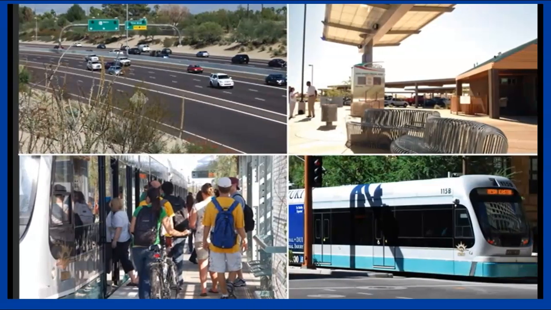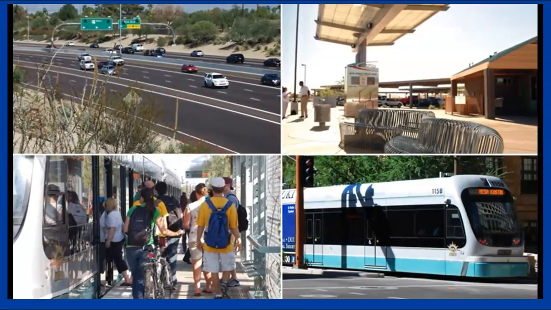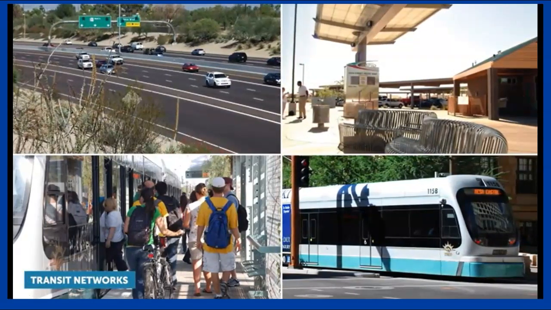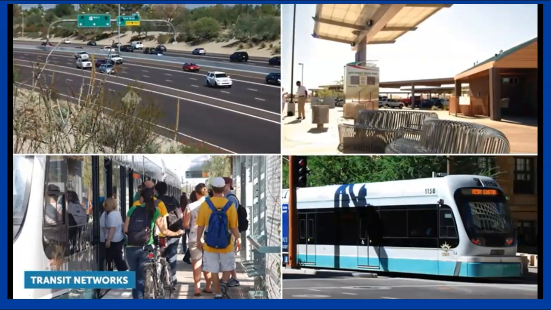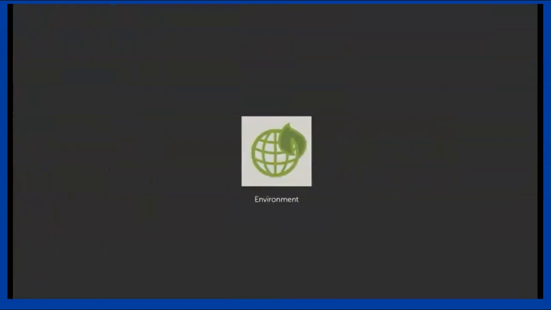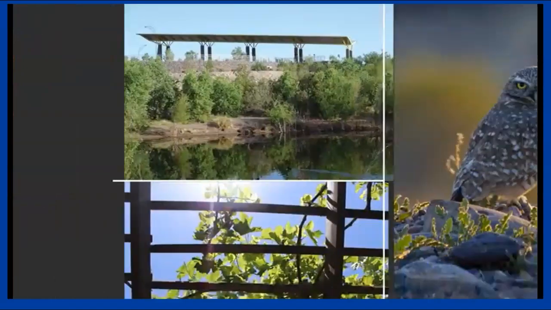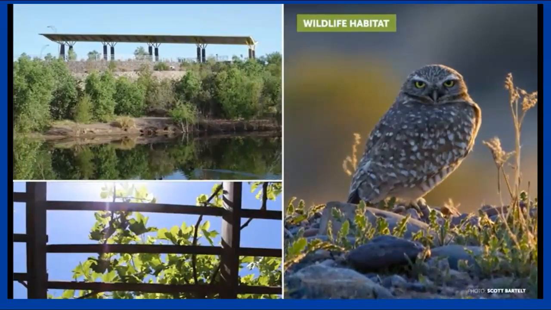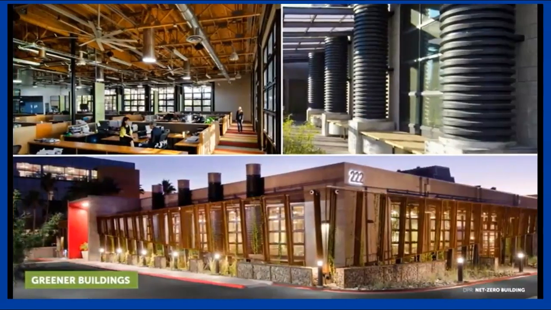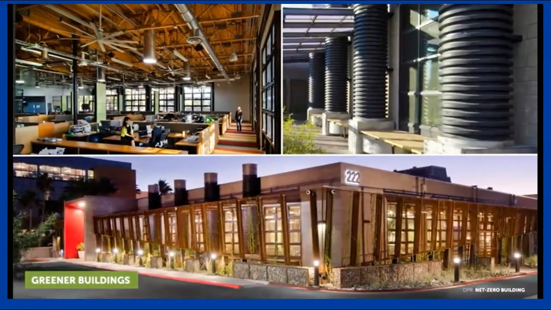From planning roadway networks and rail systems to transport goods, to designing transit networks to get people to and from work and school efficiently, urban planning has always had a strong relationship with economic development. We plan to help protect our environment. Whether it's designating lands to reserve for wildlife habitat or establishing standards for greener buildings, urban planning can play a role in creating a more sustainable future.